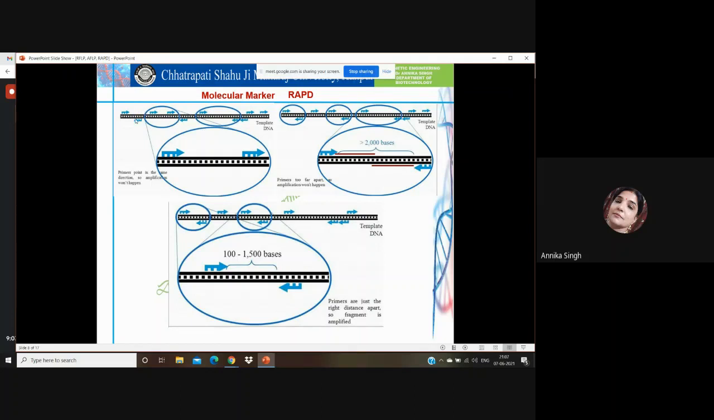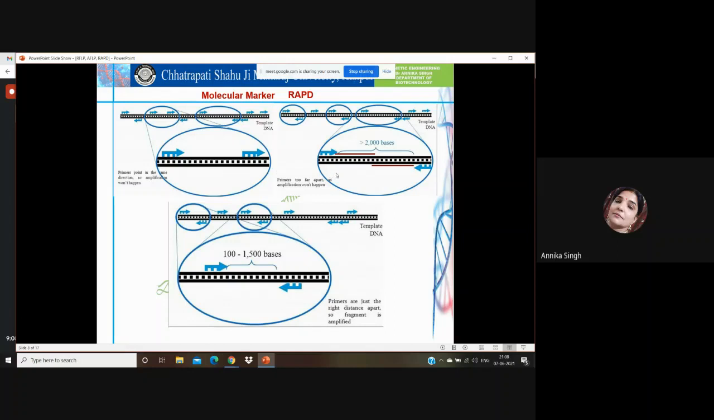And in the next step, what will happen? Actually, in this case, these primers are in opposite directions. So the amplification of this fragment is possible. But in the second case, because these two primers are in the same direction, there will be no amplification.